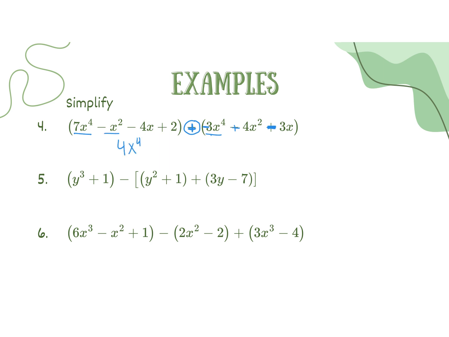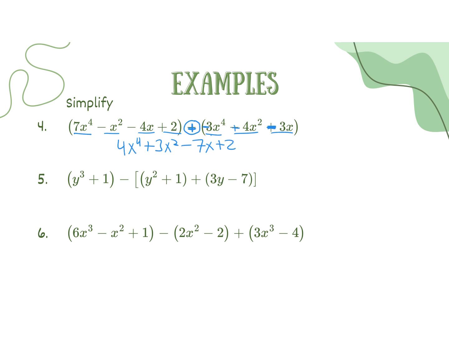I have a minus x squared and a plus 4x. That's going to get me a 3x squared. I have a minus 4x and a minus 3x. That's a minus 7x. And then there's nothing to combine with that too. All right, so that's your final answer.